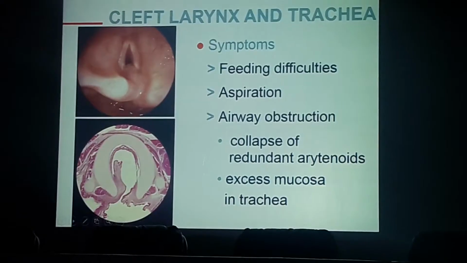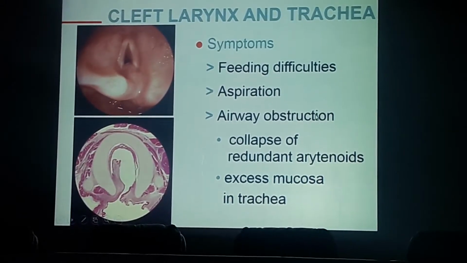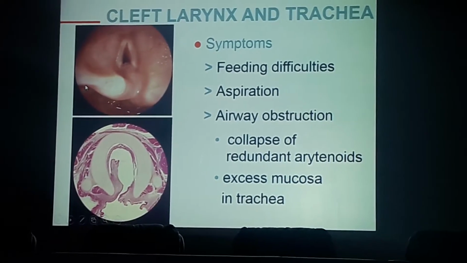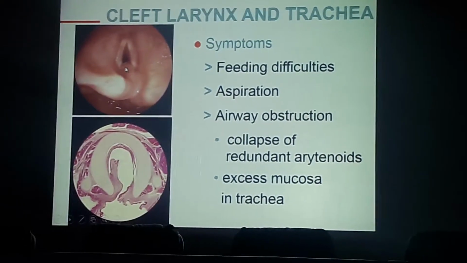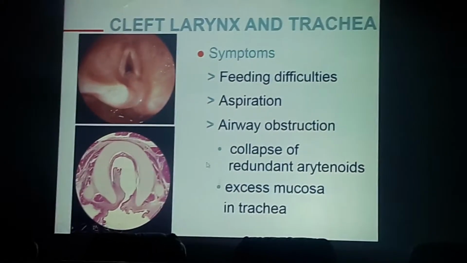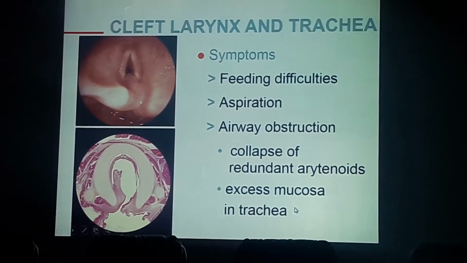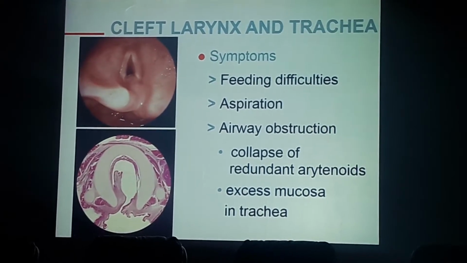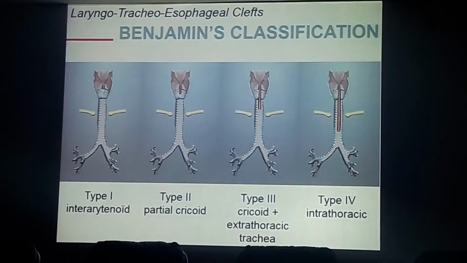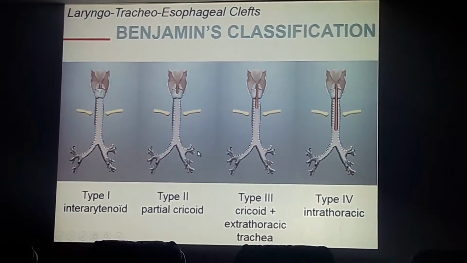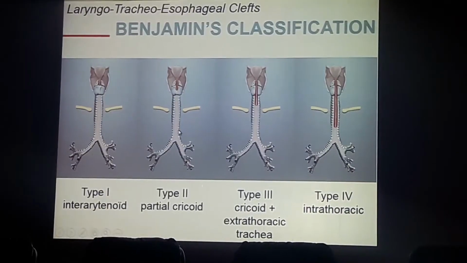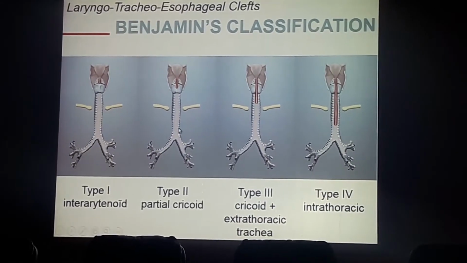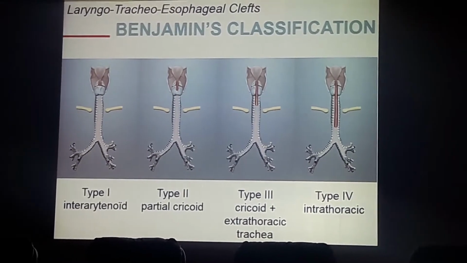Symptoms: feeding problems, aspiration, airway obstruction. Why do you get airway obstruction? Because a lot of redundant mucosa is pulled inside the airway. There is a lot of excess mucosa in the trachea, and this is what creates respiratory problems. We discussed all this in one of our articles published many years ago, but this is just to very simply tell you what long and short clefts are about.